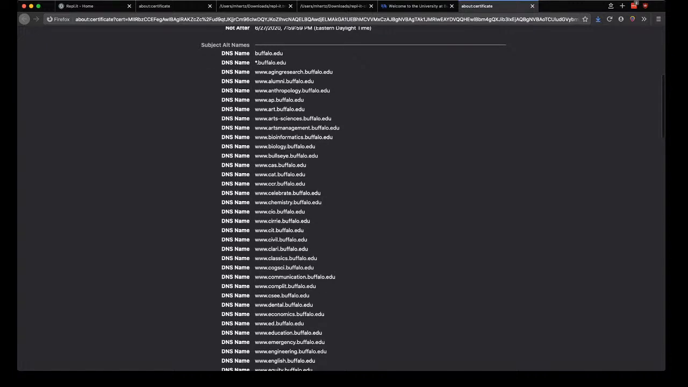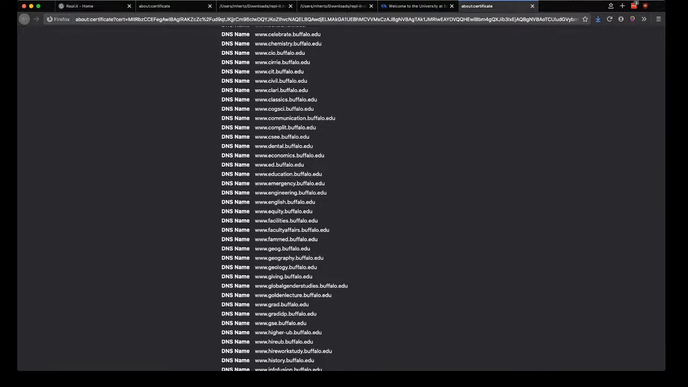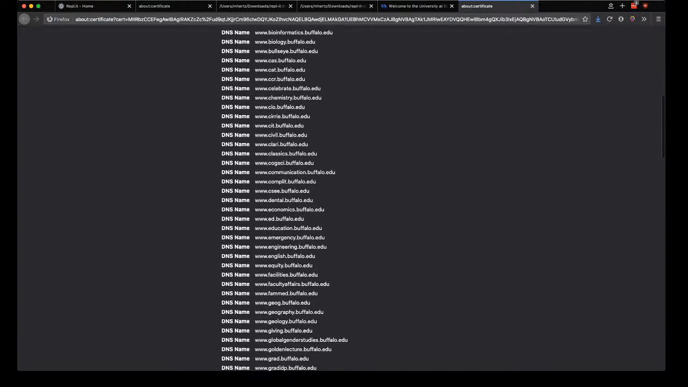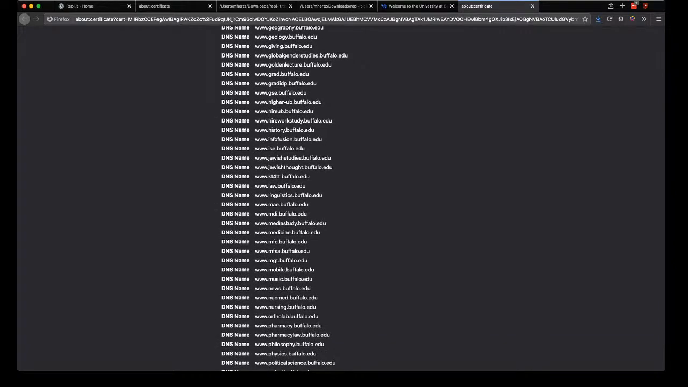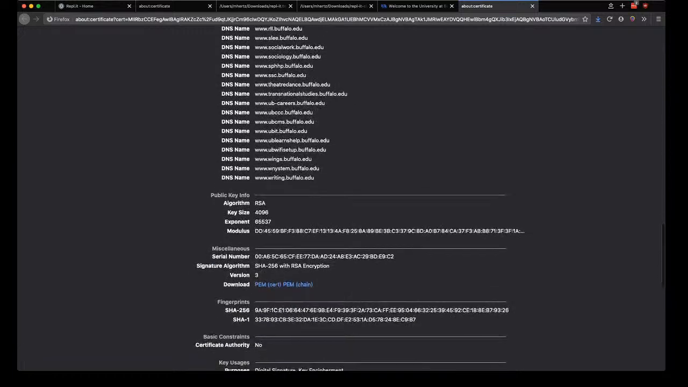Celebrate, www.celebrate.buffalo.edu. Somewhere I thought there would be CSE, but apparently we're not covered by that. Interesting. Jewish Studies and Jewish Thought apparently have two different servers. You can see any of these computers would be able to use it.